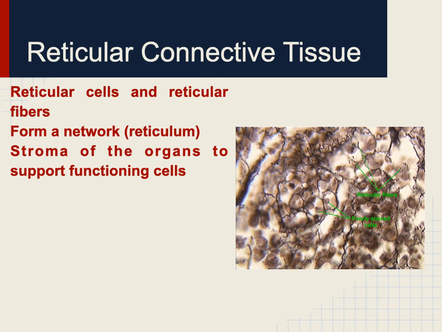The second type is called reticular connective tissue. Reticular connective tissue is formed mainly of two types, reticular fibers and reticular cells. Reticular fibers, as we mentioned, are very thin branching fibers with reticular cells. They form a network. They form the stroma of the organs. They can be stained with silver. They support the functioning cells like the spleen, lymph node, etc.